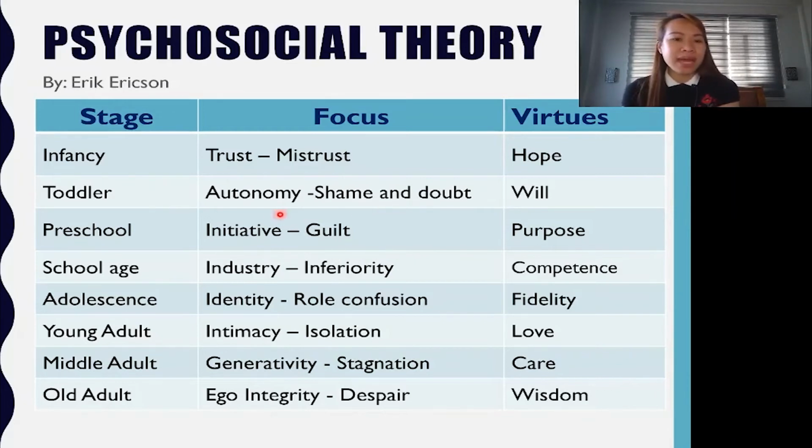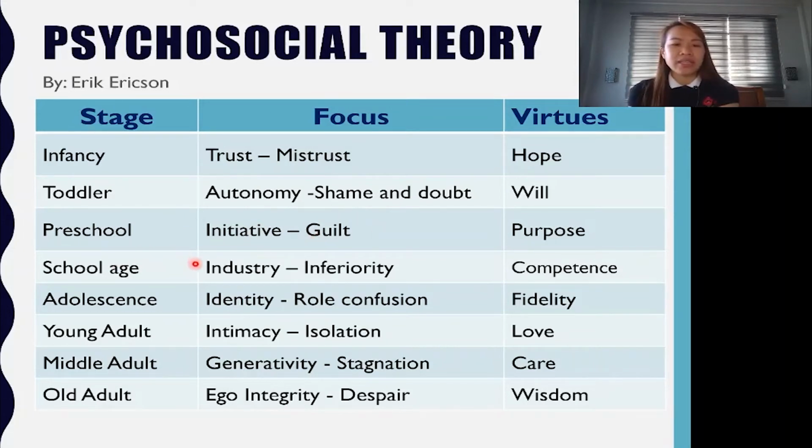Okay, and that's bad. All right, let's proceed to the preschool stage. We have initiative versus guilt. At this point, they would want to help with household chores. If they see you washing clothes, they also want to do that. You just let them do that because it will help them develop initiative. Because if not, they will develop guilt.